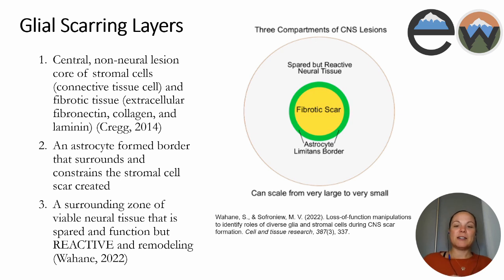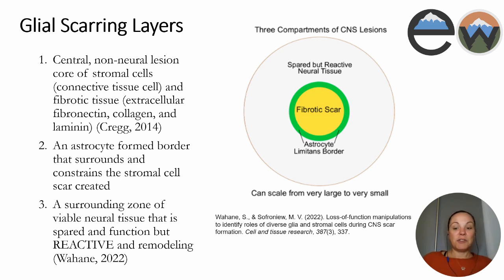But this is a very simplified diagram of what it looks like. If we have this area, this central non-neural lesion, right? So it's not neurological tissue, and around it are stromal cells. They're connected, which is a connective tissue cell. There's fibrotic tissue: extracellular fibronectin, collagen, laminin.